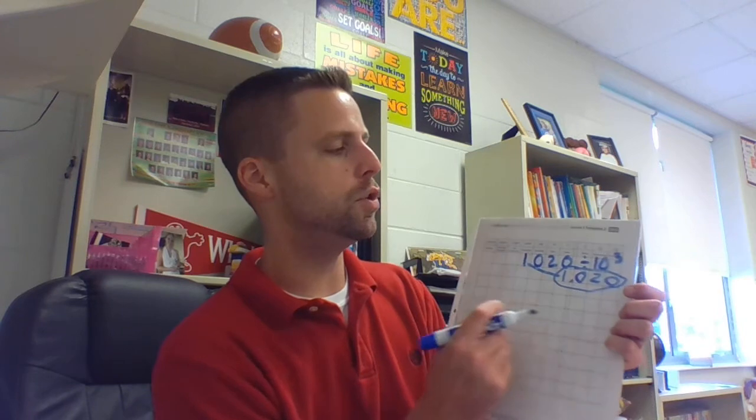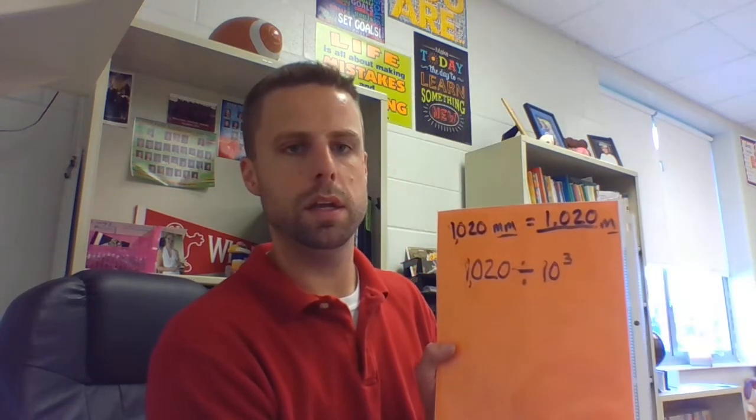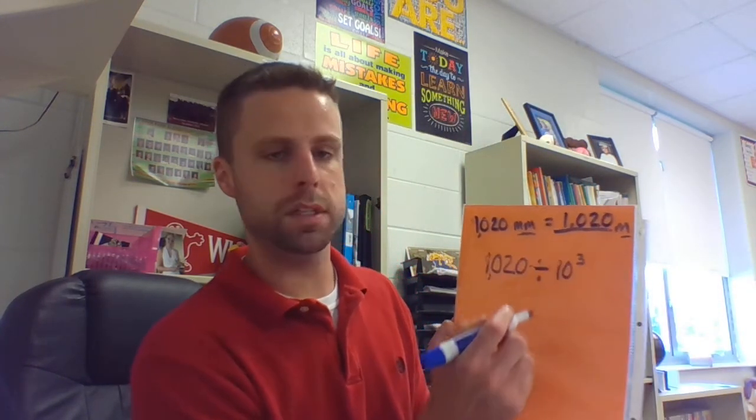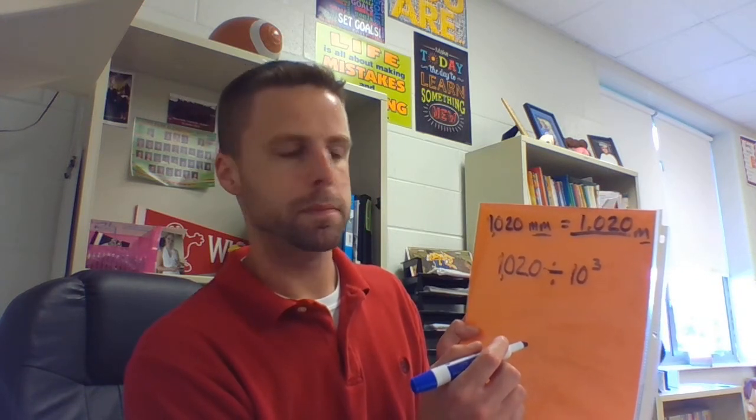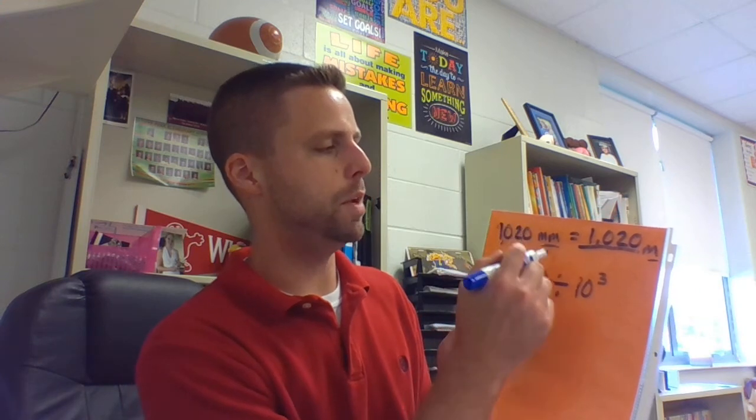So 1 and 20 thousandths, or 1 and 2 hundredths. I don't really need that 0 on the very end. Okay? Be equivalent. So on your paper you would write in 1020 millimeters divided by 10 to the power of 3 is 1 and 20 thousandths meters. Okay? So this time, since I'm going millimeters to meters, I'm dividing by 10 to the power of 3.